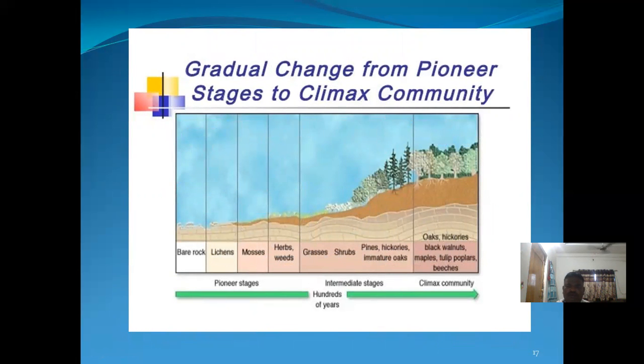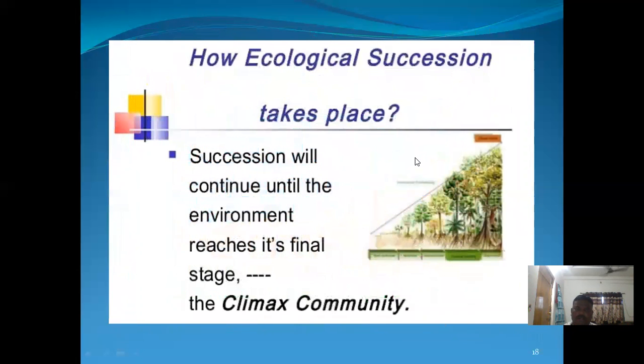Now the gradual changes from pioneer stage to the climax community. See the photographs. Bare rock, then there is a growth of lichens, then the small mosses, then it converts into herbs, weeds, then grasses, then shrubby plants are growing. There is a progressive growth, and then there is a final climax community where the biggest trees are growing. Now, how does ecological succession take place? Succession will continue until the environment reaches its final stage, called the climax community. I already mentioned.